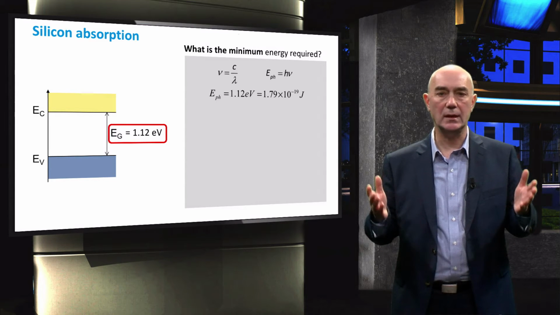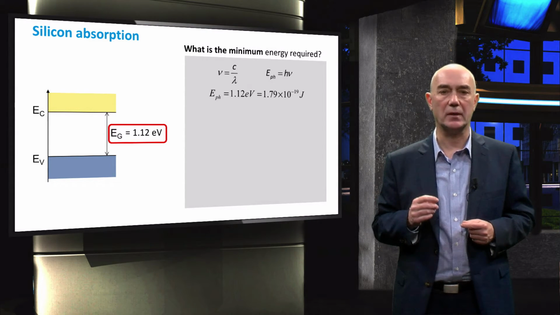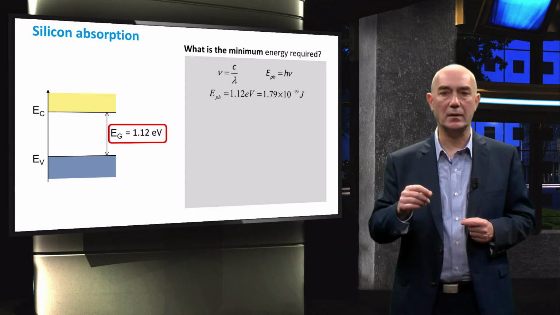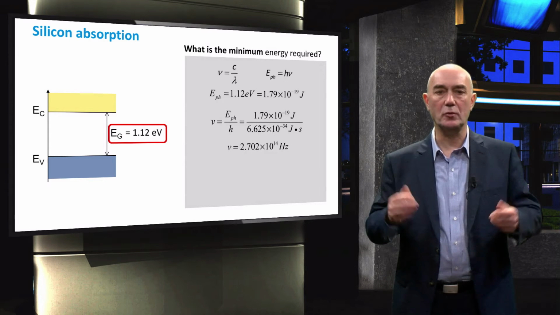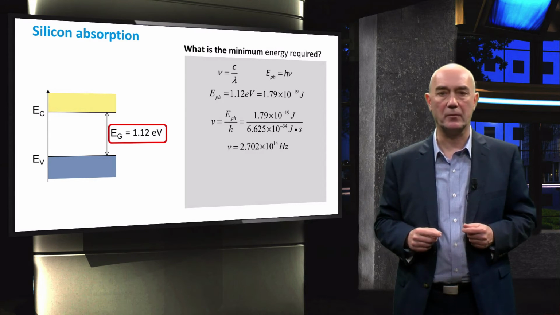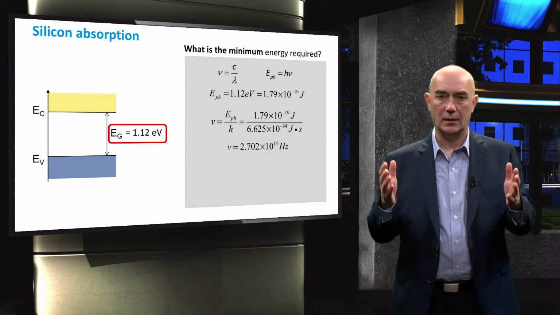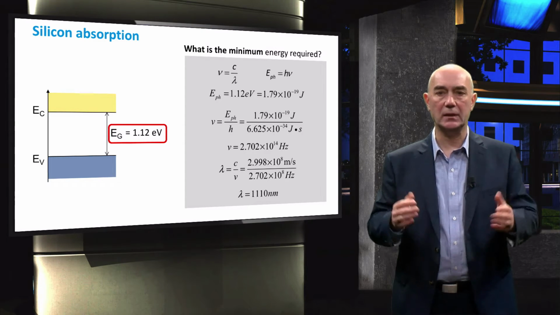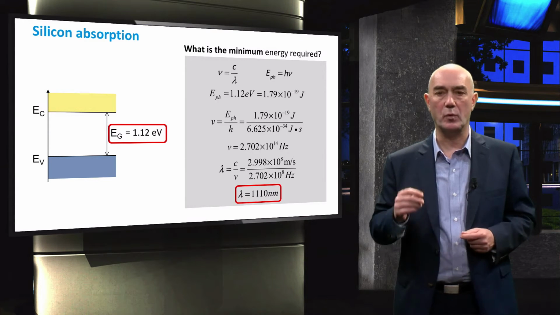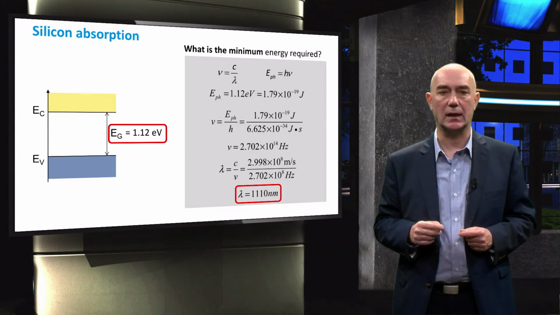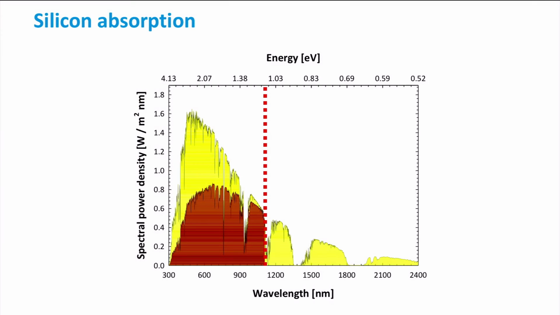First of all, we need to determine the frequency of light when having an energy of 1.12 electron volts. We find that this is 2.7 times 10 to the power of 14 Hertz. Then we can calculate the maximum wavelength of light that can be absorbed by silicon. It results to be 1110 nanometers. Now let's see what this means when we want to know which part of the solar spectrum can be absorbed by crystalline silicon.